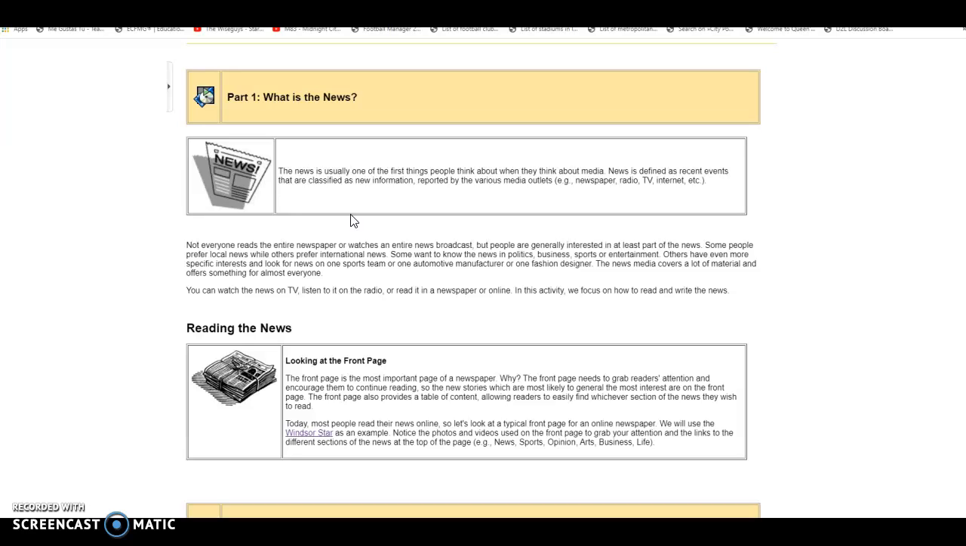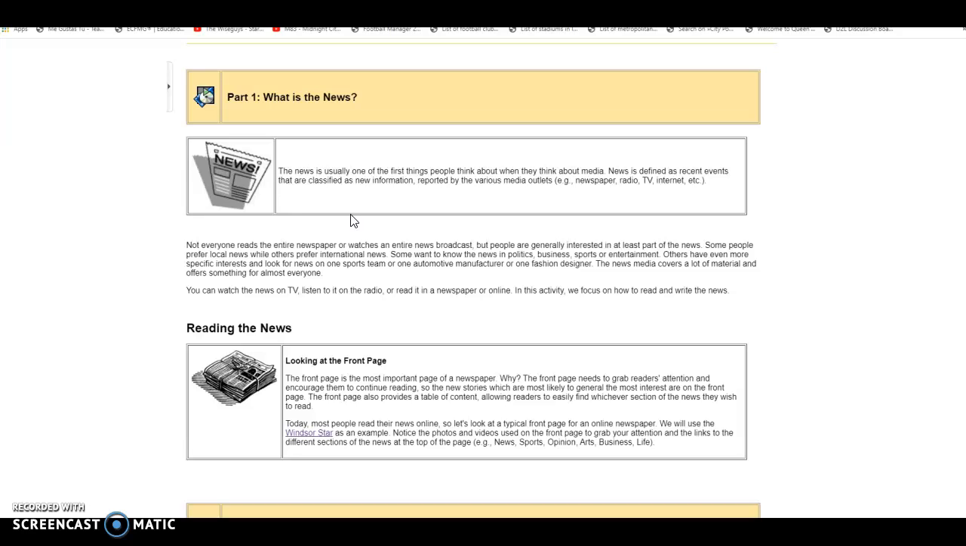It can be delivered on paper in a newspaper or a magazine. That's the traditional way of getting news. It can be delivered through the radio. It can be delivered on TV. And I think more and more it's becoming most popular on the internet. So that's what we'll look at in this activity: examples of news on the internet.